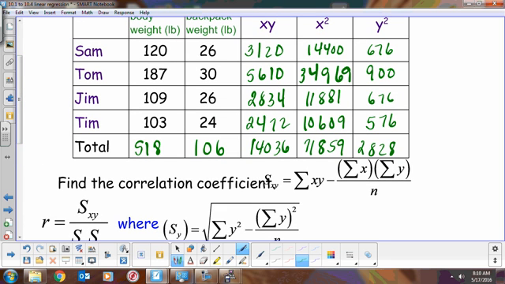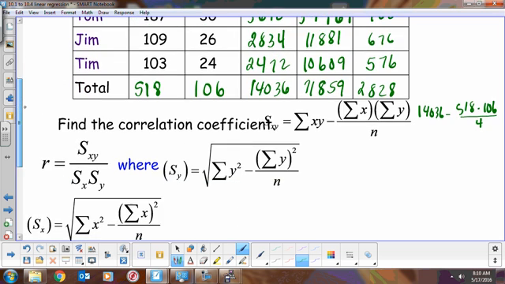So that is going to be 14,036 minus the sum of the x's, which was 518, times the sum of the y's, which is 106, divided by, how many numbers do we have? 4? Okay, can you figure that out for us? 309? Okay, so my numerator is going to be 309.